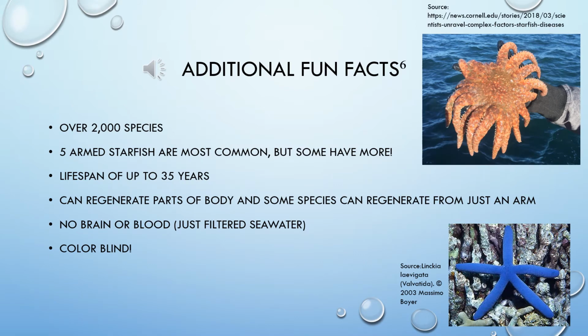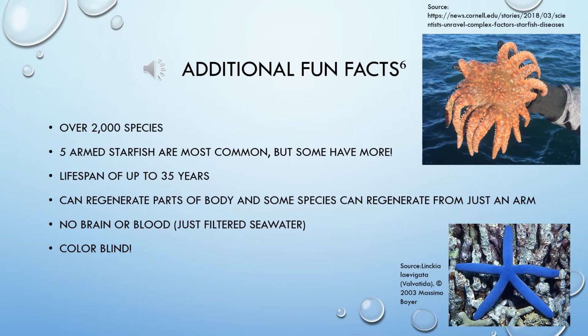So this slide just has some additional fun facts that I found during my research. There are over 2,000 species of starfish, and the five-armed starfish is the most common type, but some have a lot more arms, 10, 20, even 30 arms. As you can see in the top right picture, that one has way more than 5 arms. And then the bottom picture shows a variant of a 5-armed starfish that is a blue starfish.